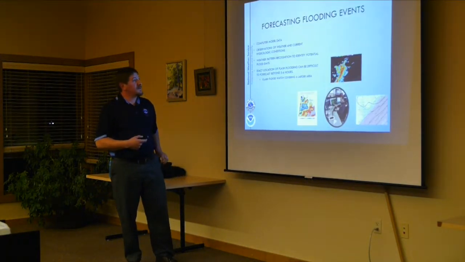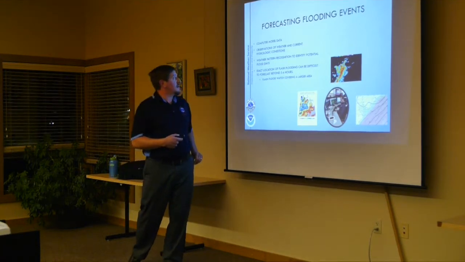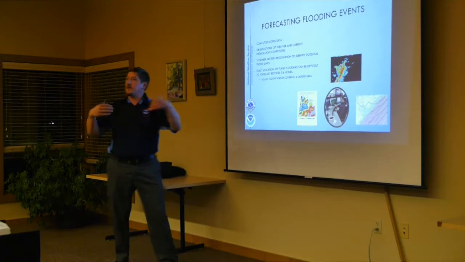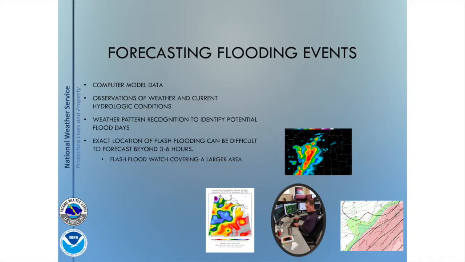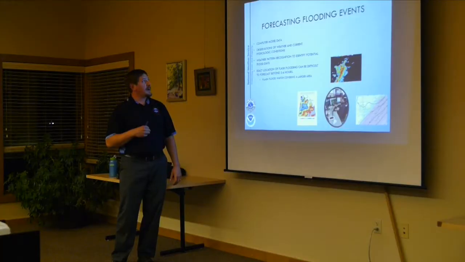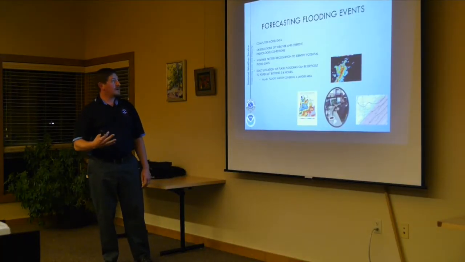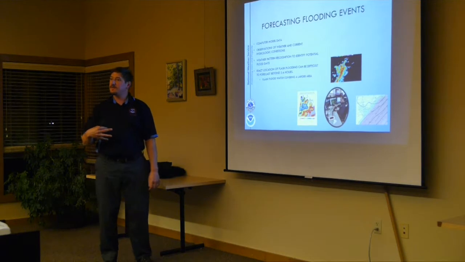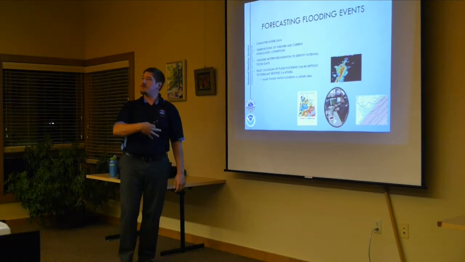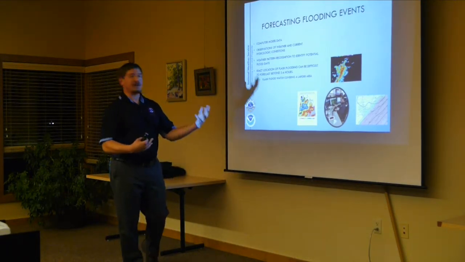So how do we forecast these flooding events? Well, leading up to it, we look at computer model data. This is a little different than what I talked about with the River Forecast Center model. That's actually modeling the river. When I say computer model data, I'm talking about modeling the atmosphere. What's the atmosphere capable of, or what are the potential different types of weather we could see in the atmosphere. Also, we'll incorporate observations of weather and current hydrologic conditions. I showed that soil moisture map. That would be an example of a hydrologic condition, wet soils.